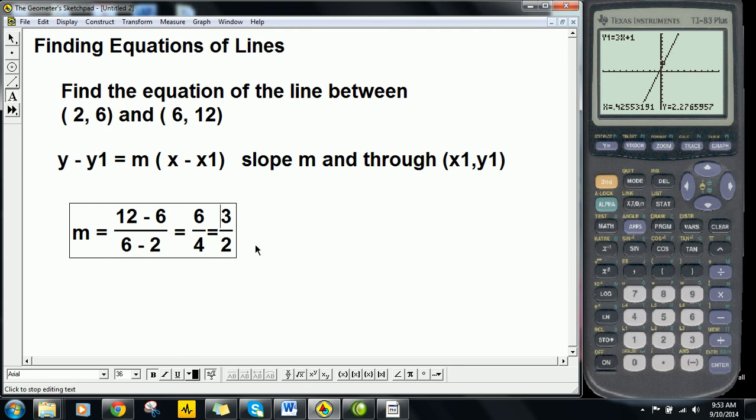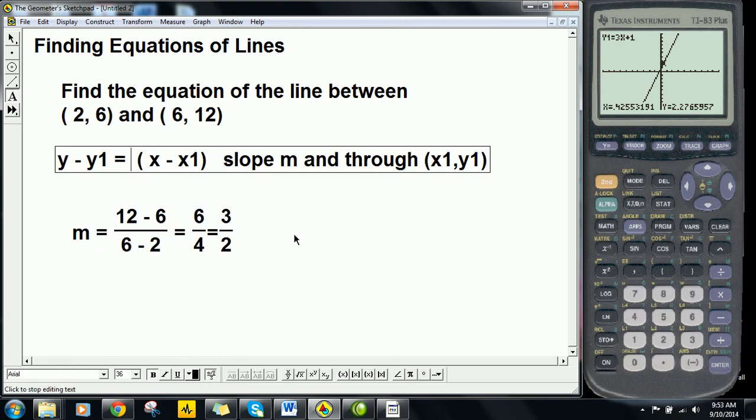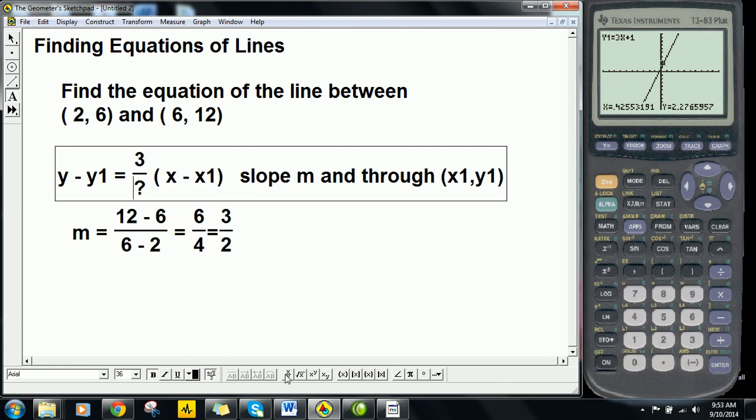It's all proportional. It's all the same ratio. So what I can do now, if I'm going to use this point-slope formula, is take that m. I now know the slope of the line I'm looking for. It's 3/2. So I just plug it right in there for m.